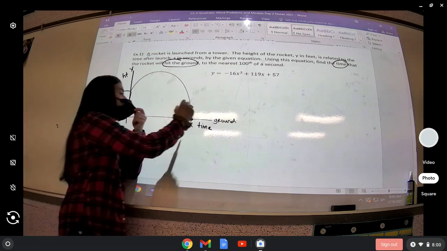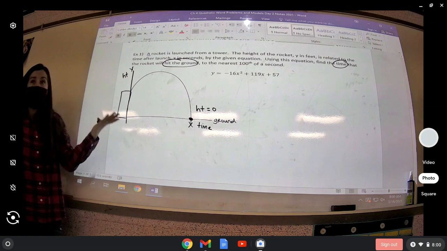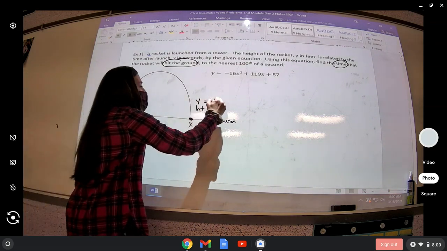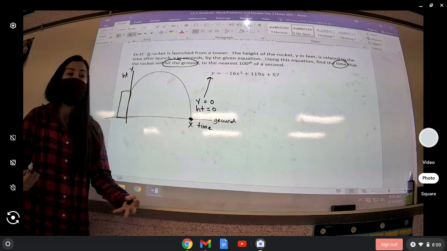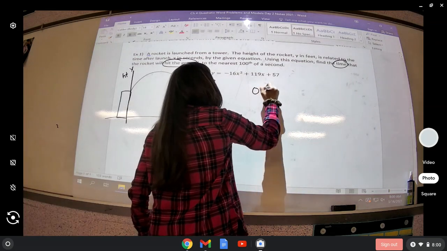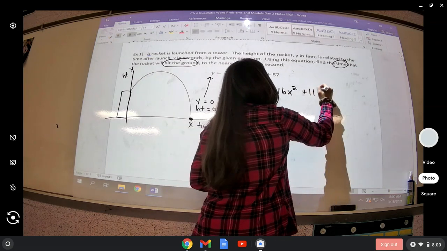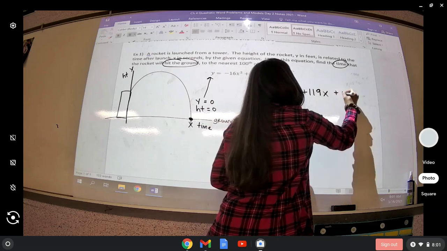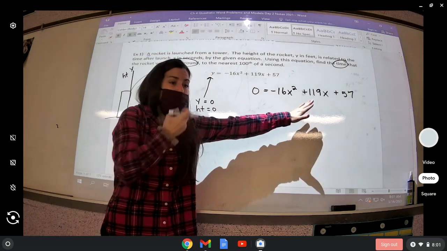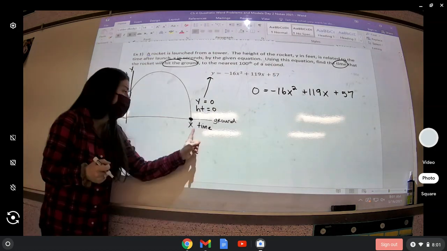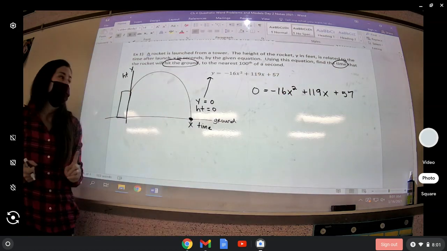They are asking you, this rocket has been launched, when will it hit the ground? So when it is on the ground, the height of that rocket is 0. So that means the y, which represents the height, is 0. So go to that equation and let y be 0. Let the height of this rocket be 0. So it becomes 0 equals negative 16x squared plus 119x plus 57. Our job is to now solve this equation for x, and x represents time, and that's what they asked, the time that it hits the ground.